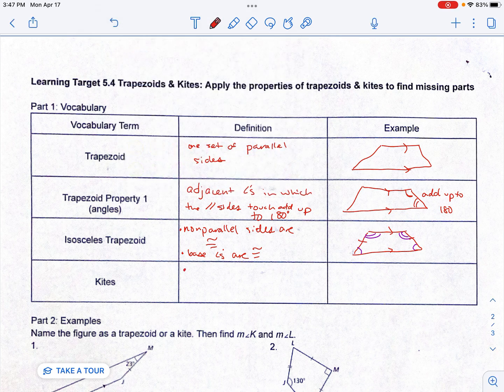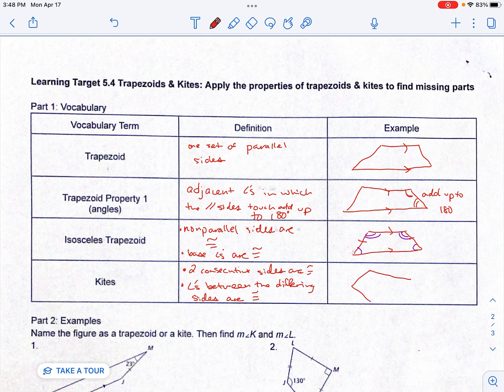Then we have a kite. With a kite, you have 2 consecutive sides that are congruent, and the angles between the differing sides are congruent. And then last but not least, the diagonals: one diagonal bisects the other. I'm not sure how I want to phrase that, so I'll just leave it in the picture so you guys can understand that.